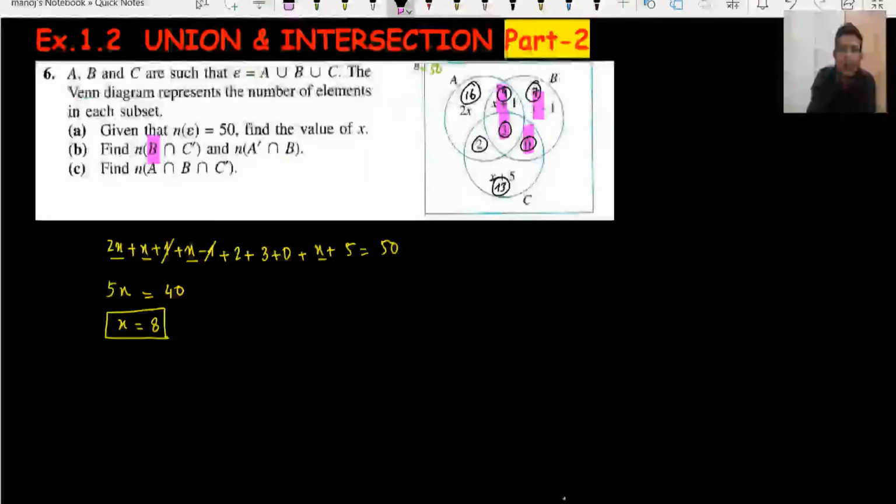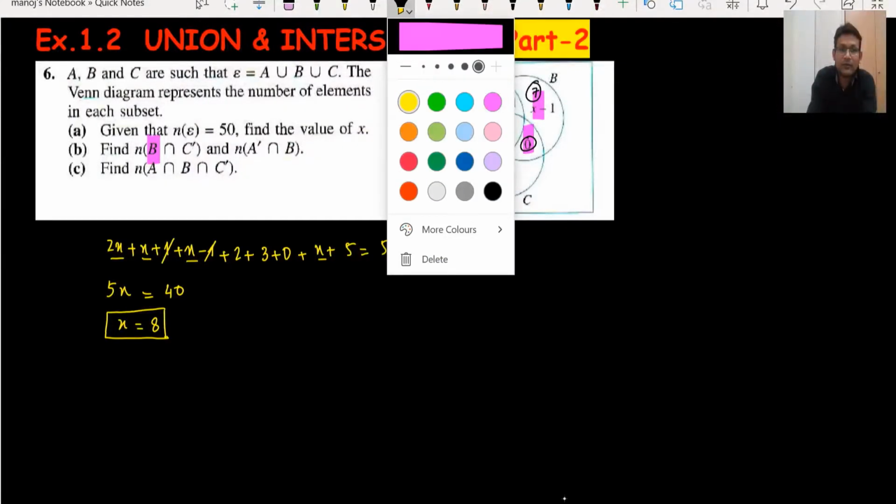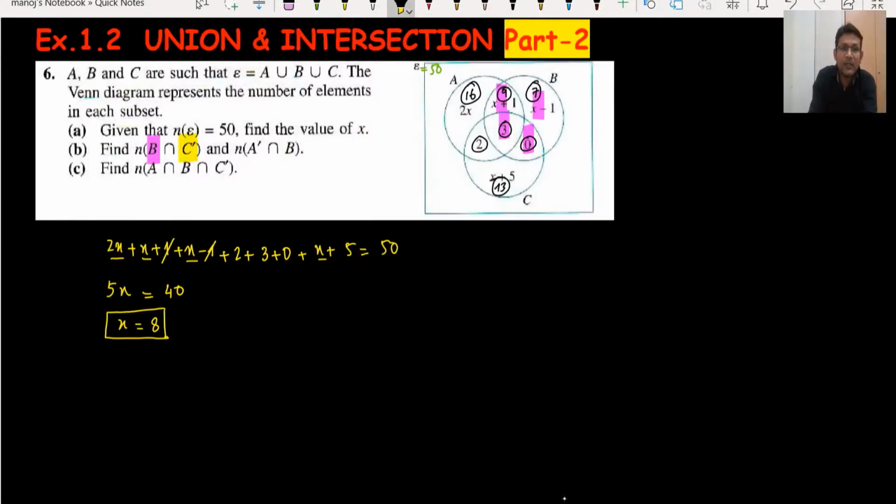Now I want to use a different color for C complement. Which areas are in C complement? C complement means without C, all areas are included. So this one, this one, this one, this one, and this one. Sorry, this will not come because this is a part of C. Only the areas without C are included.